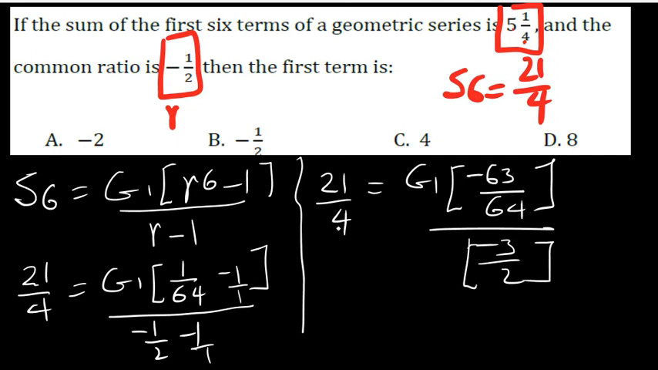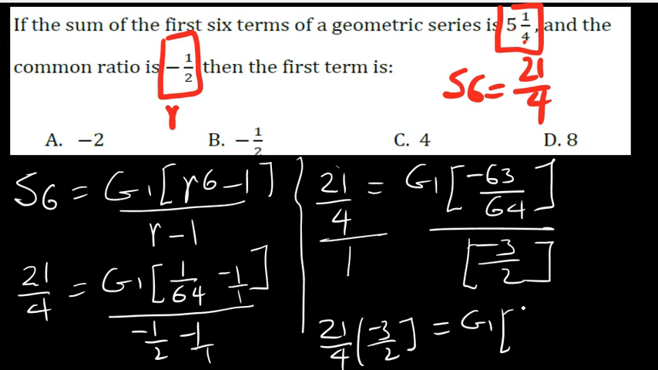Then crisscross. When you make crisscross, considering this denominator 1, this whole fraction will multiply this fraction. So when you multiply, it's going to be negative 63 over 8 is equal to g1 times... let us use our space wisely... 21 over 4 will be multiplied with negative 3 over 2. To the right side, what is left? g1 times 63 over 64, but the negative is still there, don't forget.